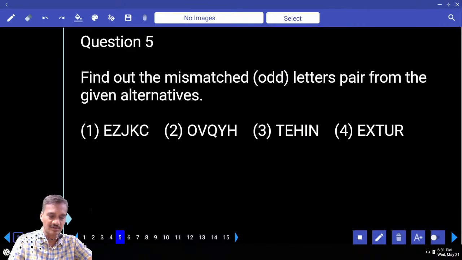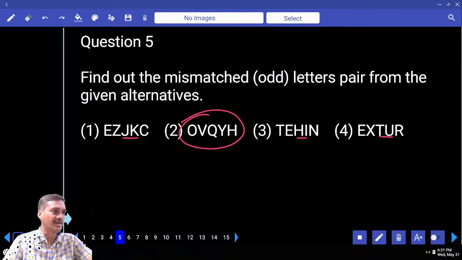Then now the third and the fourth letters, they are consecutive letters: J and K. Now here in this one, H and I, here T and U. But in the second one, none of the pairs of letters are consecutive, and so choice 2, question number 5. Clear? Except in choice 2, in the remaining, the third and the fourth letters are consecutive letters.